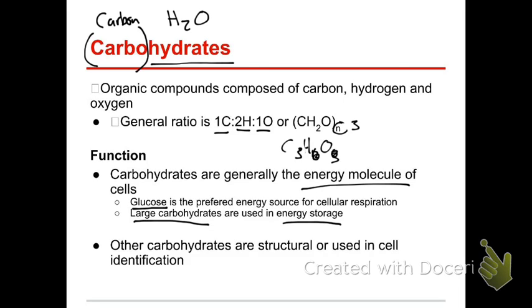Now there are other carbohydrates that form structural molecules, and they're also used as cell identification markers. Like we talk about those glycoproteins and glycolipids found on the cell membrane. The prefix glyco means it has a sugar attached to it. Sugars are a simple name for carbohydrates. And so those act as identification markers for cells. So again, the main function we're going to focus on is energy. But there are other functions, as structural and cell identification.